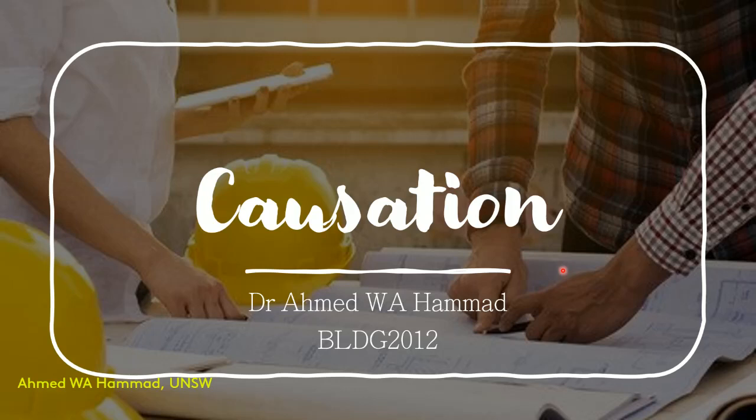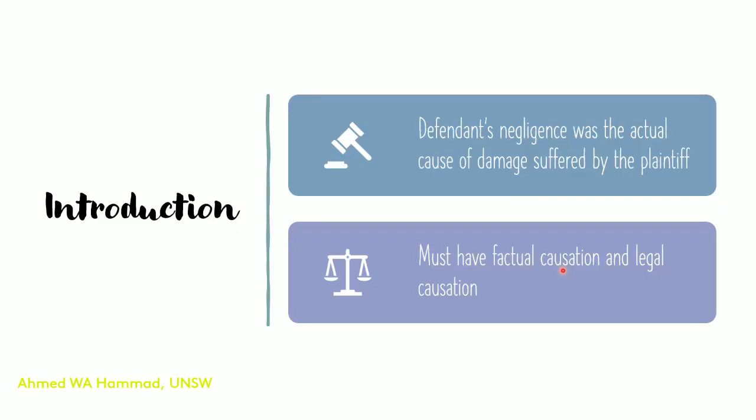The third aspect that has to be established in order to demonstrate negligence is causation, and that's what I will be discussing in this video. So what is causation? You can think of causation as the actual cause that had created the damage that was suffered by the plaintiff. So was the defendant's negligence that actual cause that led to the plaintiff suffering from the damage?